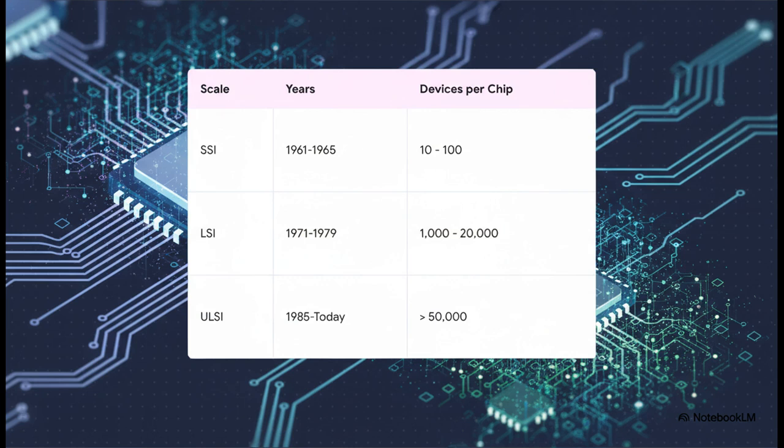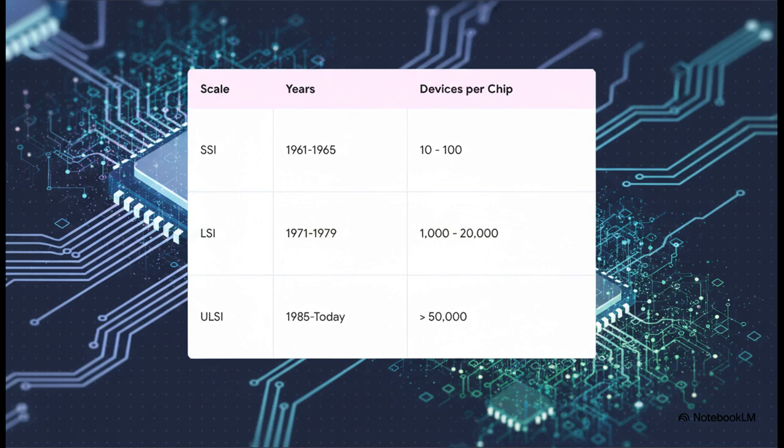And you can really see how quickly things started to snowball here. In the early 60s, we were at what's called small-scale integration, or SSI, packing maybe a few dozen devices onto a chip. By the 70s, we hit large-scale integration, or LSI, and we're talking thousands of devices. And today? Today, with ultra-large-scale integration, we're talking billions, with a B.